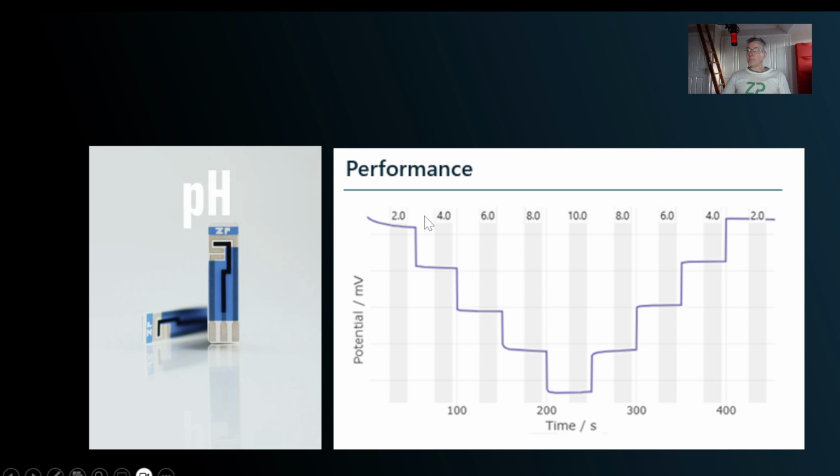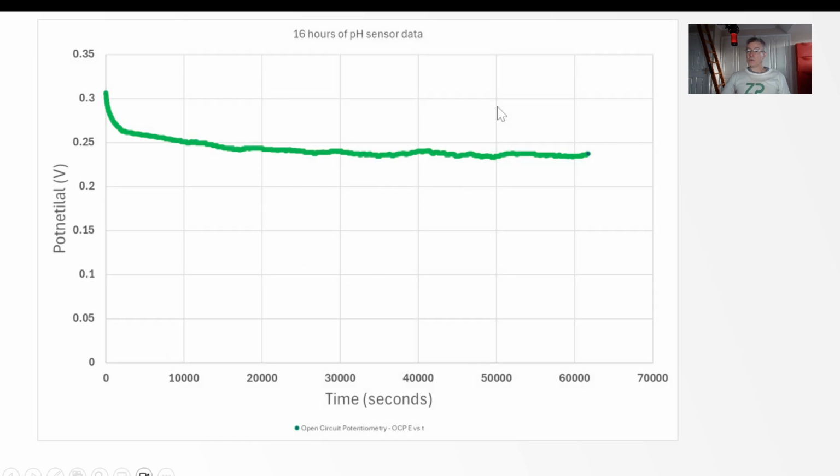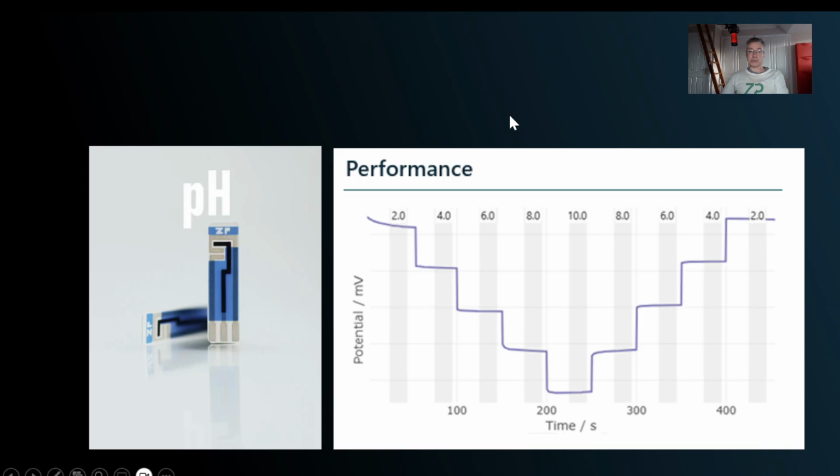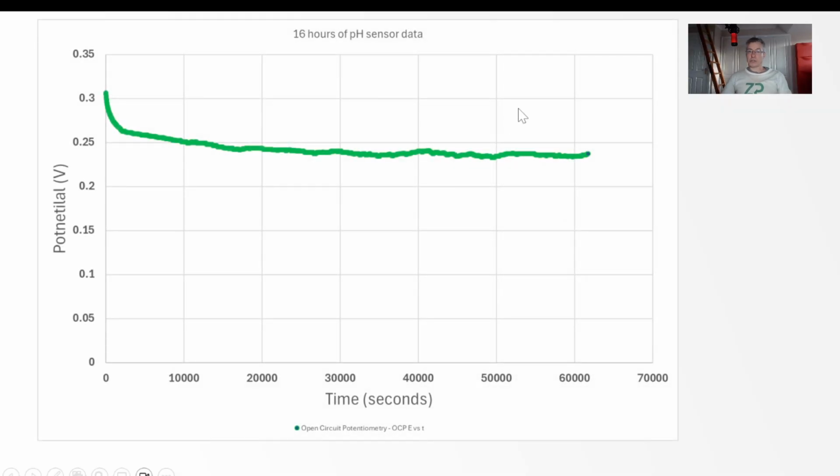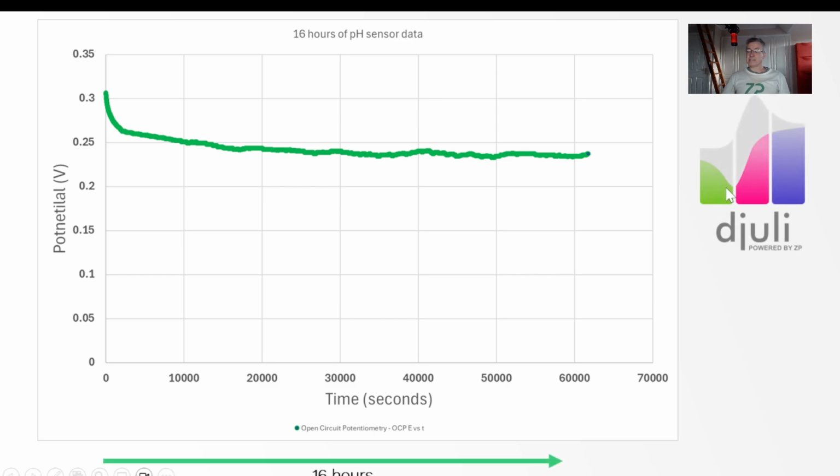At ZP, on the website, we do have a data sheet for it. We show, for example, that we've tested at 2, 4, 6, 8, and 10. Because this is a classical pH sensor, we're not showing the signal in terms of pH, but in terms of millivolts or voltage. On the data sheet, we show data over the course of about 400 seconds. But we do have some data of about 62,000 seconds, which is approximately 16 hours.